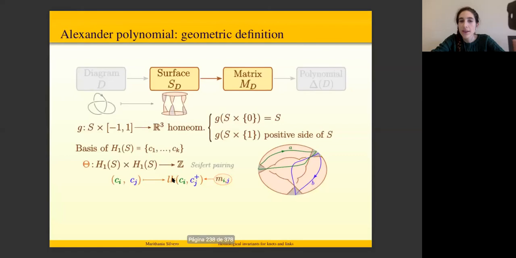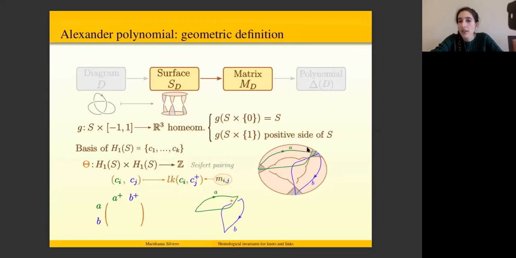So now we consider a basis of the first homology group of the surface. We have those two curves, A and B. We could have chosen other bases, but I have chosen this one. And now we want to get this Seifert matrix. So what we do, here I have just two curves, so I have 2 times 2, 4 entries in my matrix.